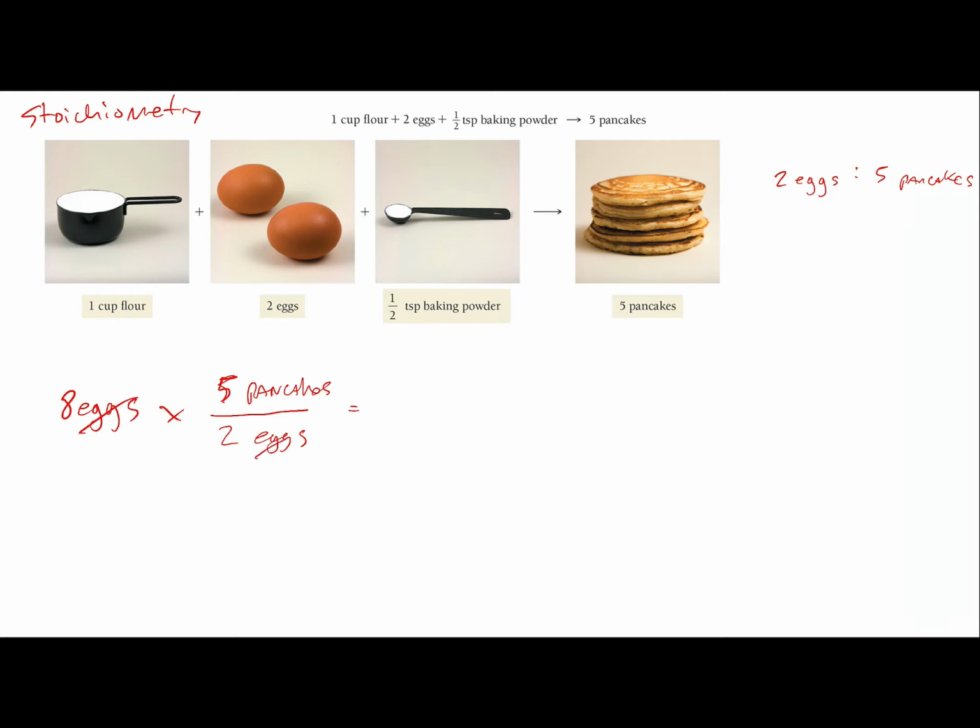My egg unit would go away. My pancake unit would be all that remains. 8 divided by 2 times 5 is 20. So I'd actually be able to make 20 pancakes if I had 8 eggs. And you can see that we could do this.